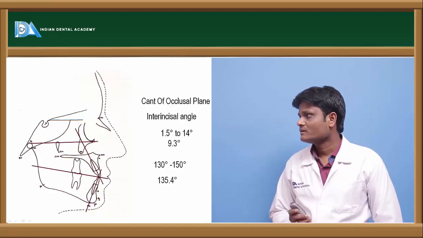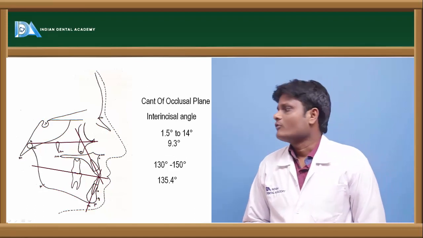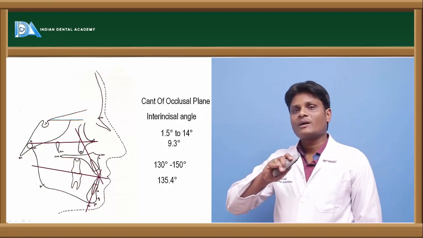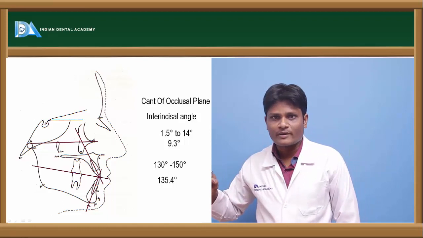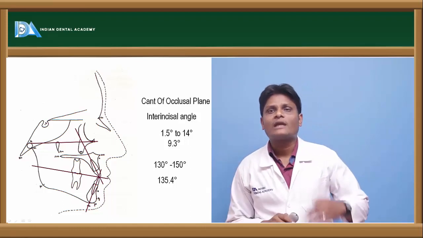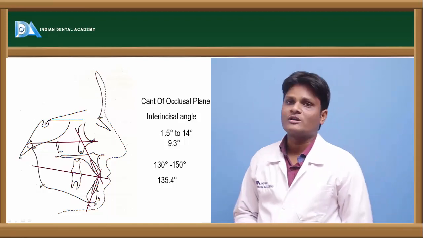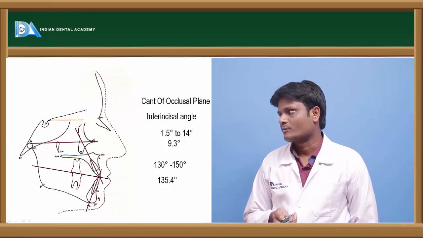Now let us look into the dental parameters. The first parameter is cant of occlusal plane. We draw a line through the intercuspation of the buccal cusps of molars and premolars. This is called the occlusal plane, and we draw another line, that is the FH plane. The angle between the FH plane and the occlusal plane is taken as the cant of occlusal plane. The more the angle, the more steep the occlusal plane will be.